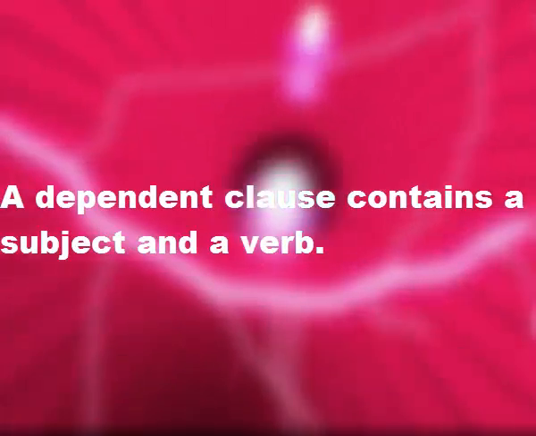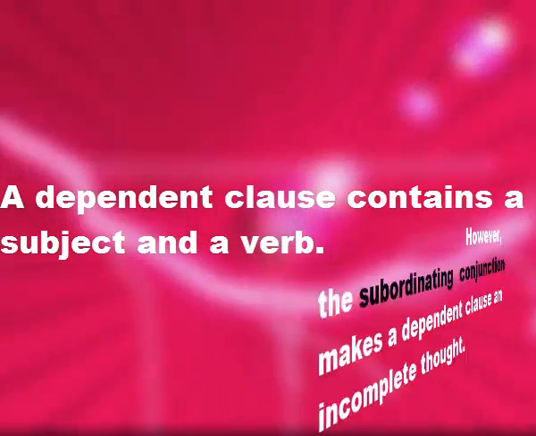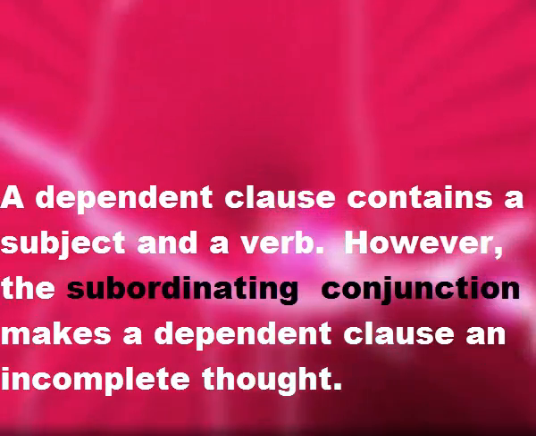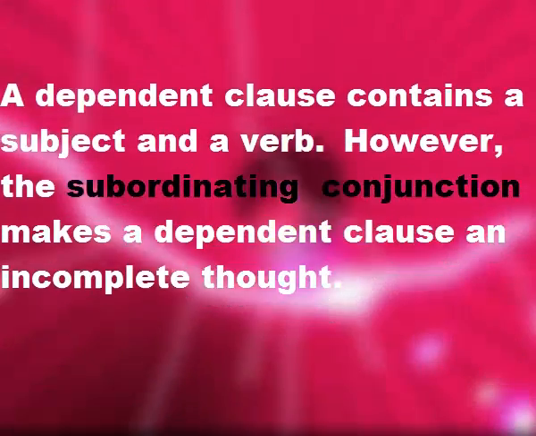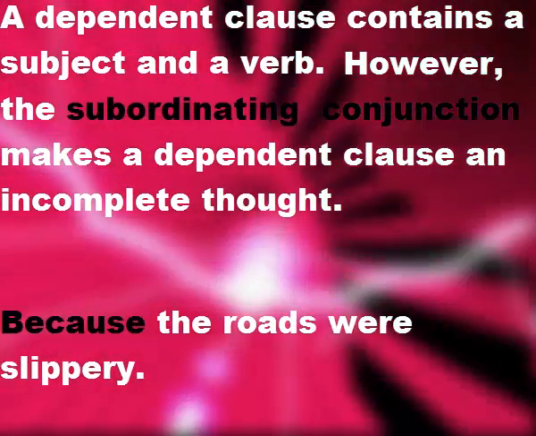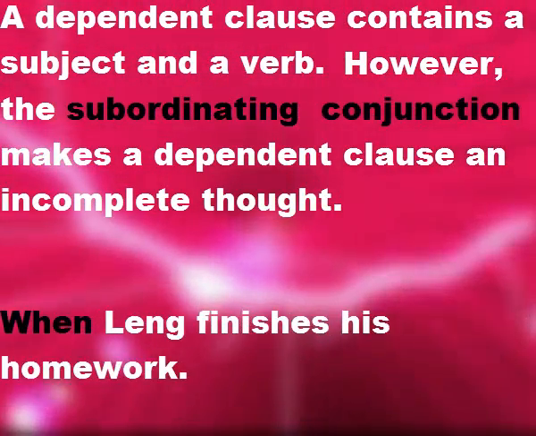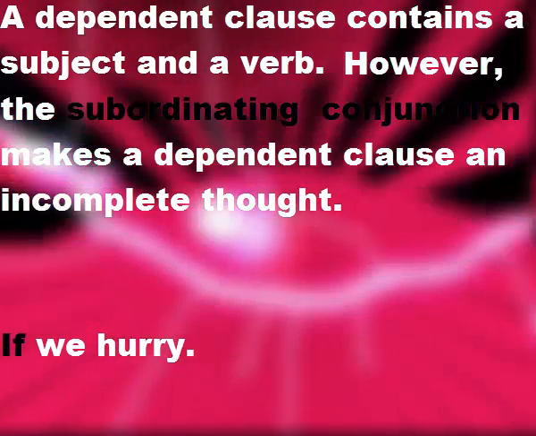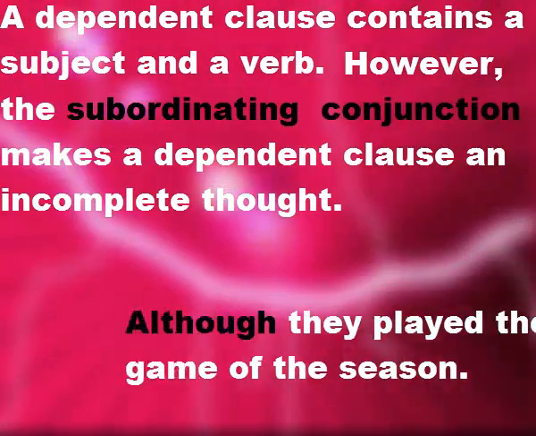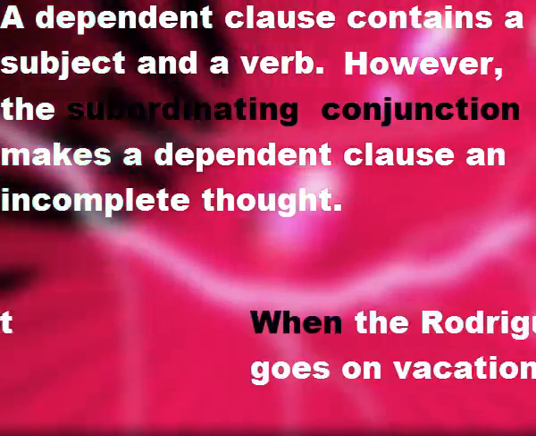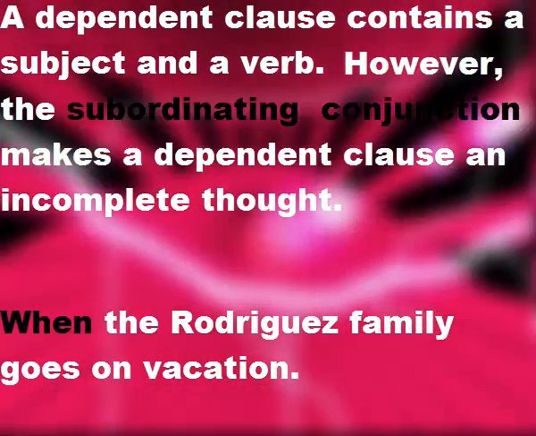A dependent clause contains a subject and a verb. However, the subordinating conjunction makes a dependent clause an incomplete thought. Because the roads were slippery. When Lang finishes his homework. If we hurry. Although they played their best game of the season. When the Rodriguez family goes on vacation.